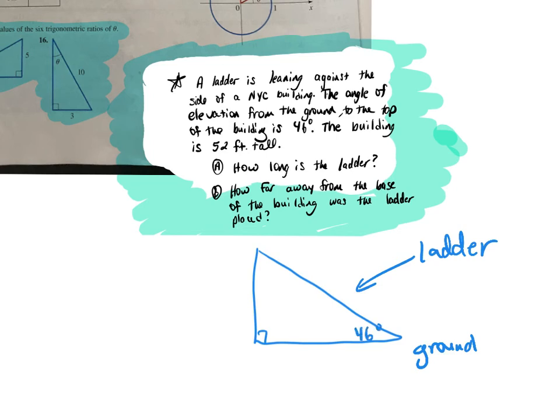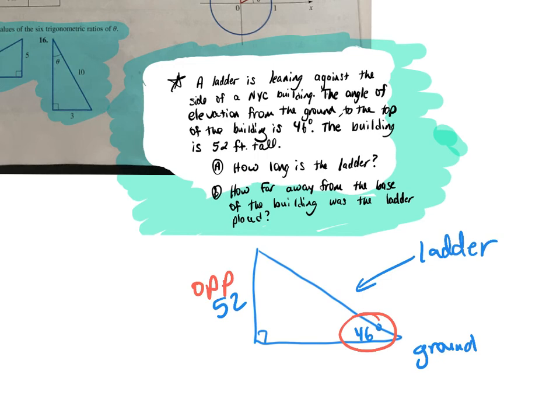Okay. It says that the building is 52 feet tall. Which side is 52 feet? The one with the right angle, the up and down, the height. So they're asking you 2 different questions. The first question asks you, how long is the ladder? Well, in regards to 46, what is 52? Opposite, adjacent, or hypotenuse? Opposite. So they're going to ask you to solve this triangle twice. You're going to find 2 different sides.